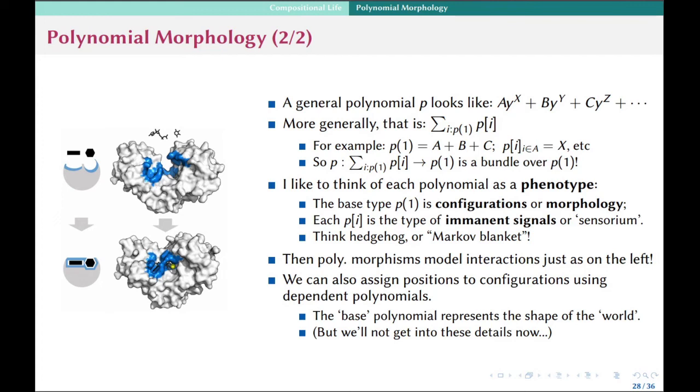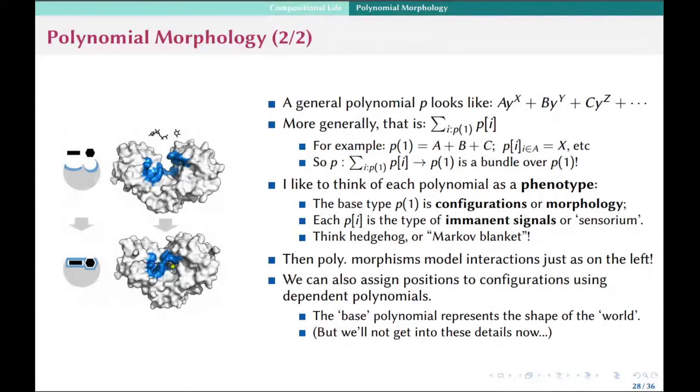So we can also assign positions in the world to these polynomials by thinking of the polynomials themselves as depending on positions of some other polynomial using dependent types. And then the base polynomial of this dependence would represent the shape of the world. But yes, as I say, that's a bit much to get into right now.